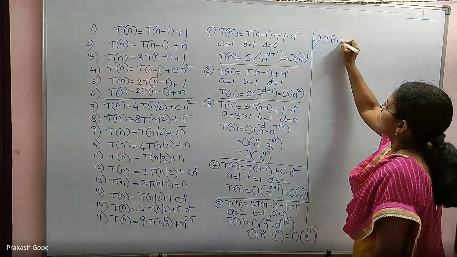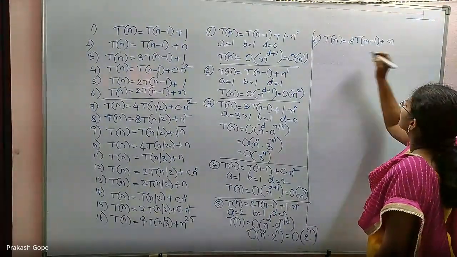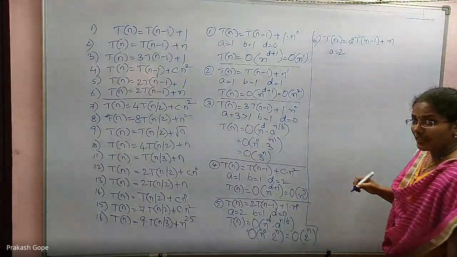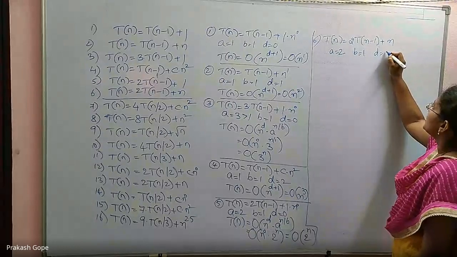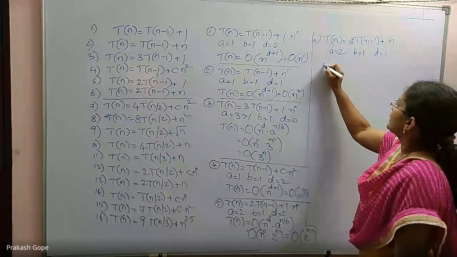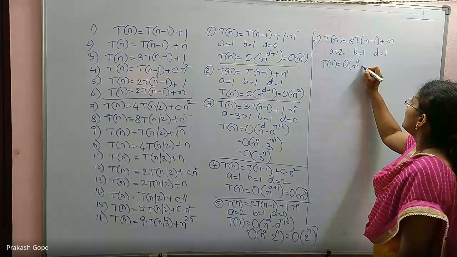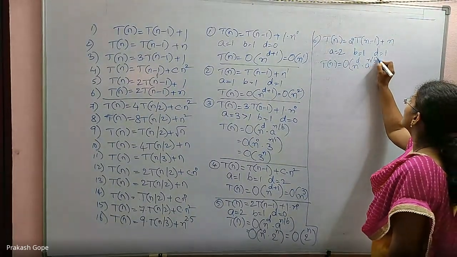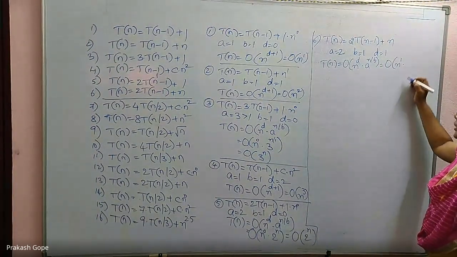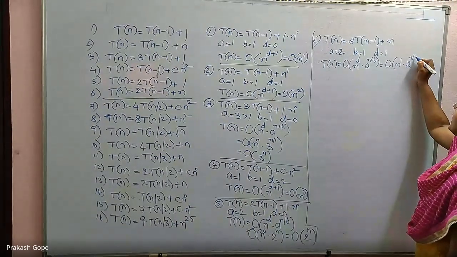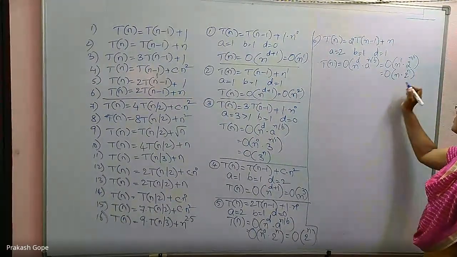T of n is equal to 2 times T of n minus 1 plus n. A equal to 2, which means A greater than 1 case. B is 1. D is n power 1, which means D is 1. So A greater than 1: T of n is T of 1 equal to big O of n power D into A power n by B. Big O of n power D is 1 into A power, A is 2, power n by 1. So the answer is big O of n into 2 power n.